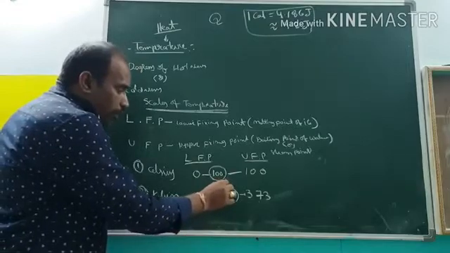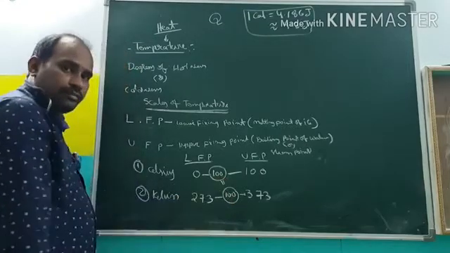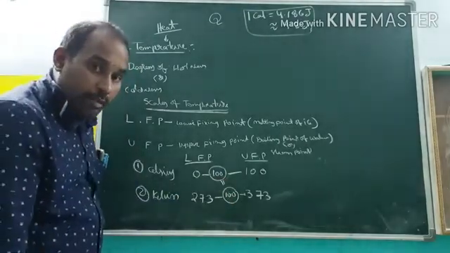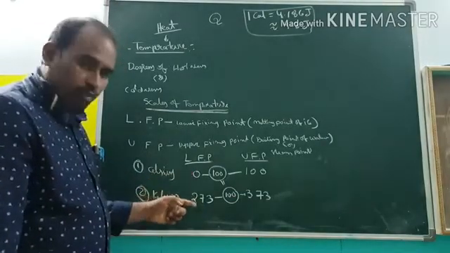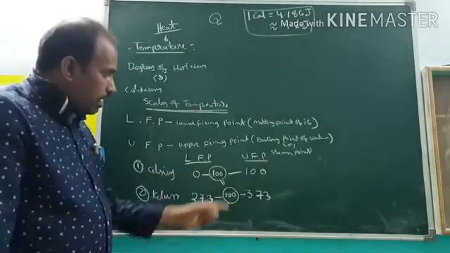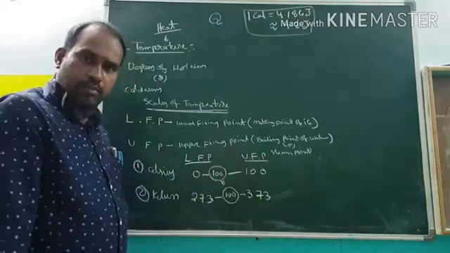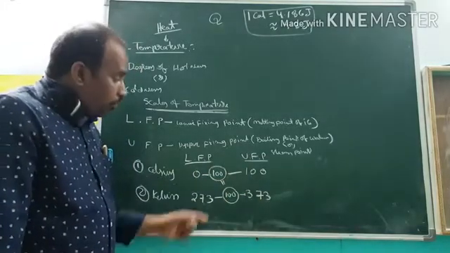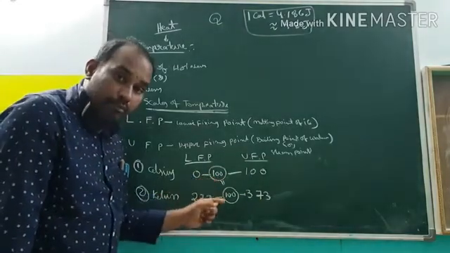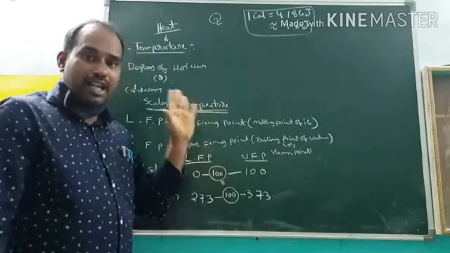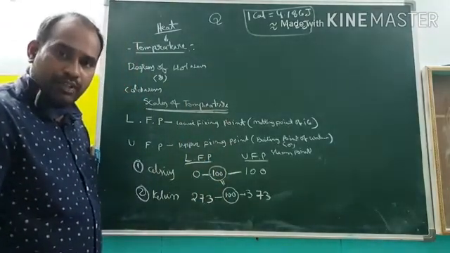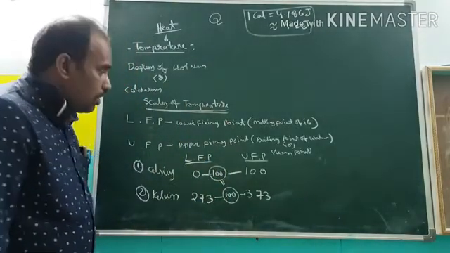So what is the common point for the two scales here? The lower fixing points are not common. The upper fixing points are not common, not the same. But what is the same? The number of divisions is the same.